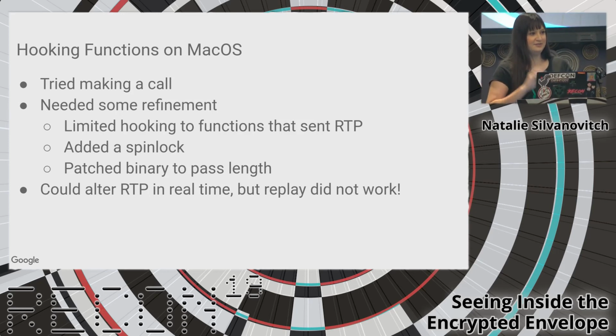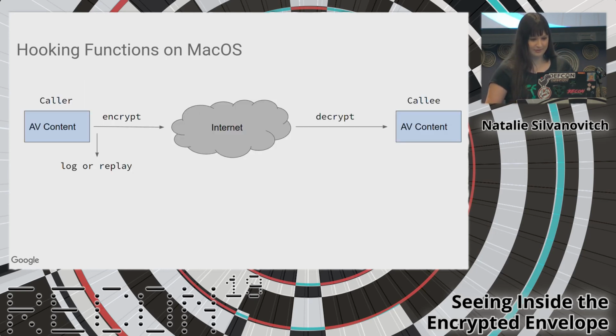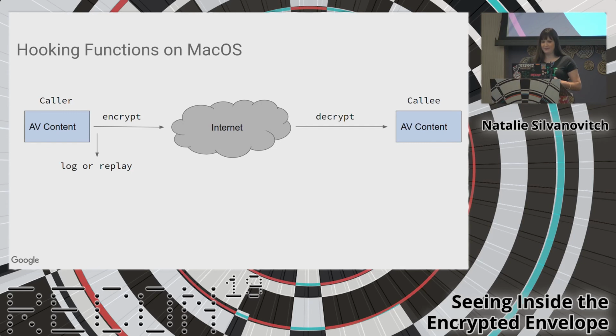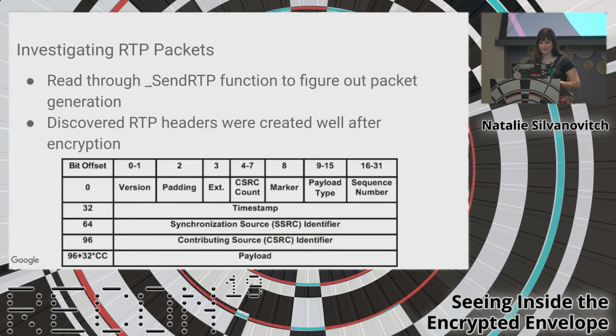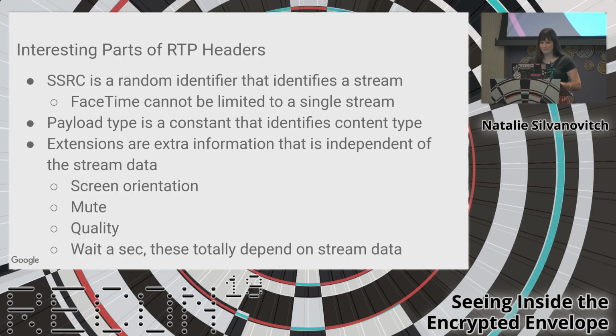But when I tried to do the same one again, like on WhatsApp, it didn't work. So here was kind of my mental model of how this worked right now. You have your audiovisual content that's getting encrypted, sent over the internet, and then getting decrypted, and then I was just logging or replaying there. But like with WhatsApp, I had all these problems with RTP.